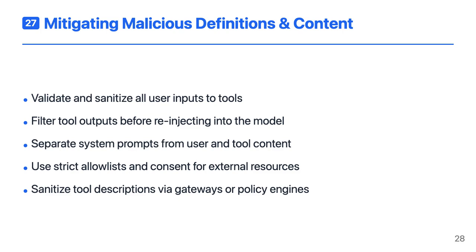To mitigate these threats, the paper recommends classic secure coding practices adapted to agents. Inputs to tools should be validated and constrained, for example, blocking directory traversal or arbitrary shell commands. Outputs from tools should be sanitized before being fed back into the model, stripping secrets, active content, or suspicious patterns. System prompts should be clearly separated from user and tool content so they can't be overwritten. External resources from third-party servers should only be fetched from allow-listed URLs and with explicit user consent. And tool descriptions themselves can be filtered or rewritten by an AI gateway or policy engine before they reach the model.